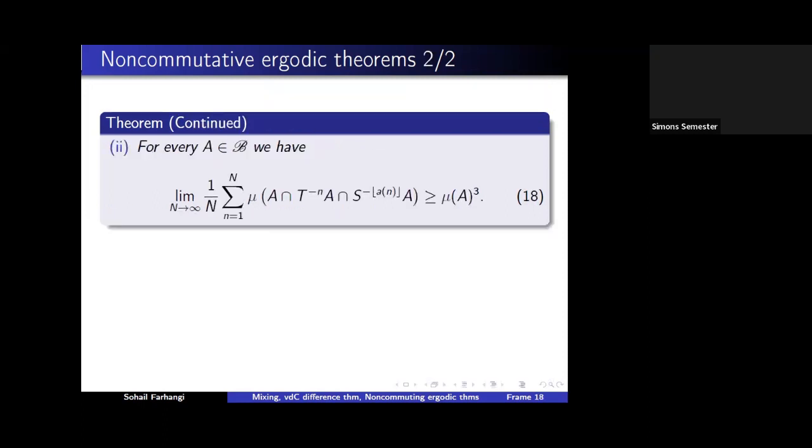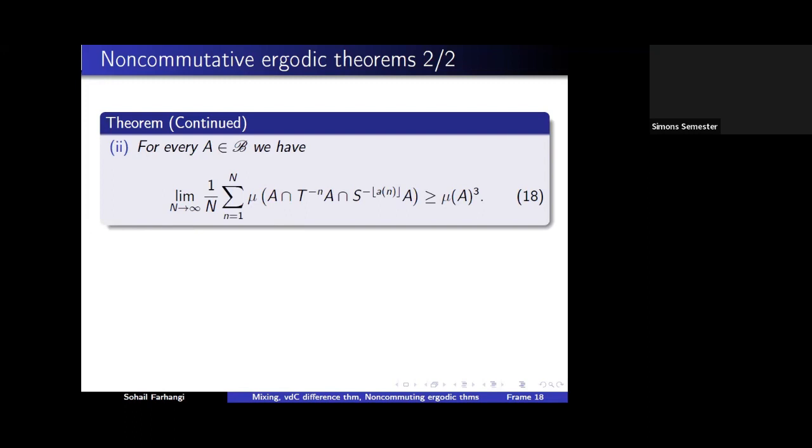And then as a consequence of part one, we can derive an application to recurrence. Namely, if we take a measurable set A in our probability space, and we look at these intersections, the measure of A intersected with T to the minus NA, intersected with S to the negative floor value of AN of capital A, then the Cesàro average is going to be at least the measure of A cubed, which is as good as we can hope for it to be. So we can actually have some quite nice ergodic theorems in this non-commutative situation.